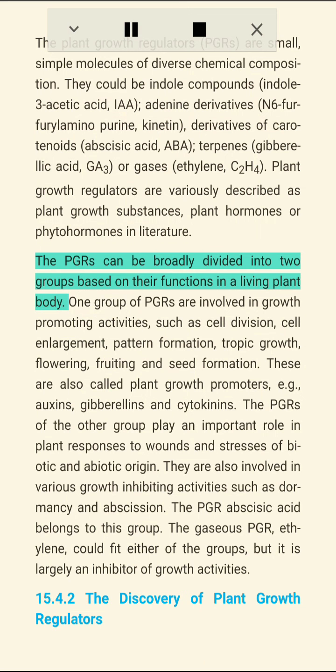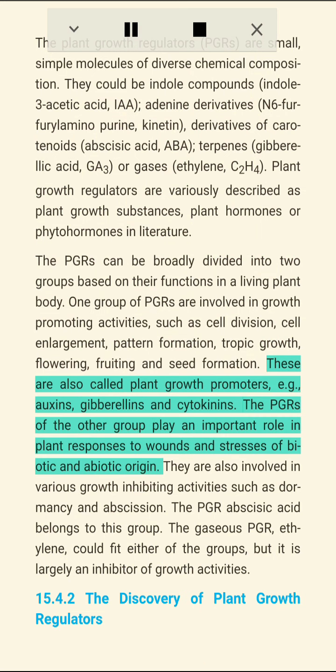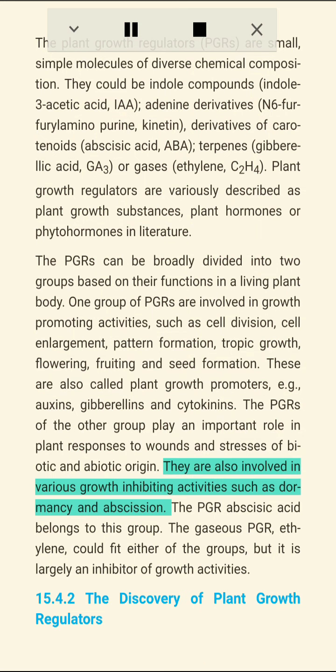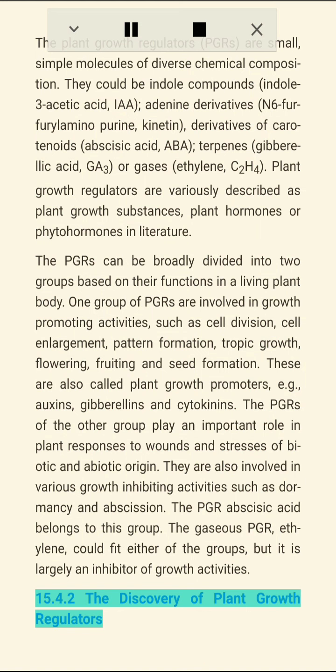The PGRs can be broadly divided into two groups based on their functions in a living plant body. One group of PGRs are involved in growth-promoting activities, such as cell division, cell enlargement, pattern formation, tropic growth, flowering, fruiting and seed formation. These are also called plant growth promoters, e.g., auxins, gibberellins, and cytokinins. The PGRs of the other group play an important role in plant responses to wounds and stresses of biotic and abiotic origin. They are also involved in various growth-inhibiting activities such as dormancy and abscission. The PGR abscisic acid belongs to this group. The gaseous PGR, ethylene, could fit either of the groups, but it is largely an inhibitor of growth activities.